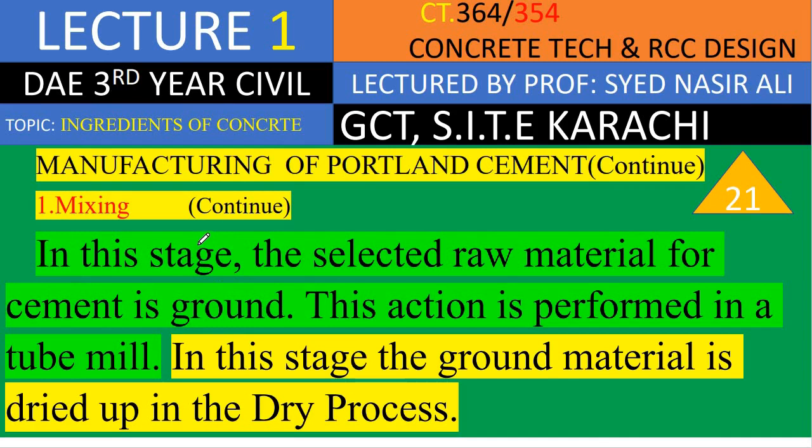Now we will talk about the mixing of the ingredients to prepare Portland cement. In this stage, the selected raw material for cement is ground. This action is performed in a tube mill. This is very important: the grinding of material is done in the tube mill. In the dry process, the ground material is dried.